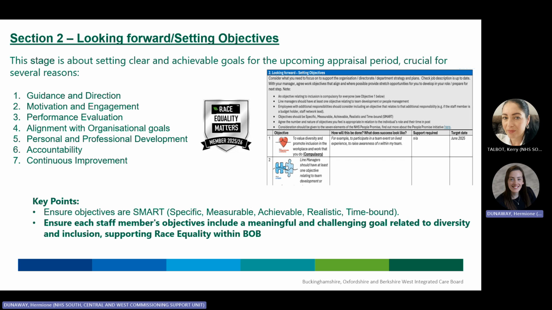Each staff member's objectives should also include a meaningful and challenging goal related to diversity and inclusion. And this has been mandated by the organisation. This could, for example, support race equality within Bob, but also support other areas valuing diversity and promoting inclusion across the organisation. This objective should be meaningful for that employee and also challenging to support Bob to become a more inclusive organisation that values diversity.